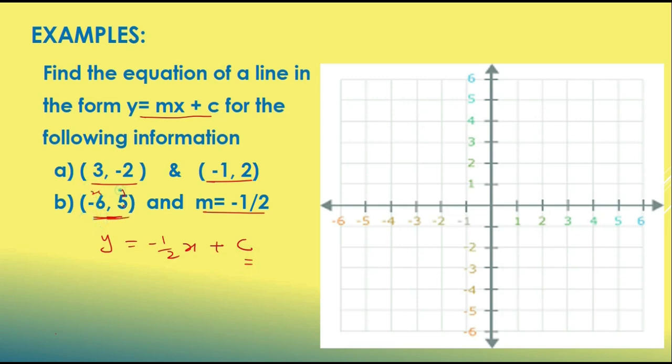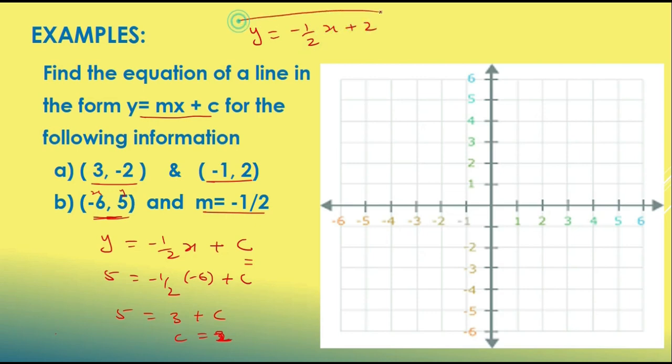This is x and this is y. Y is 5, minus 1 over 2 times minus 6, plus c. And minus 6 is the x value. So 5 is equal to 3 plus c. This will give you c is equal to 5 minus 3, which is 2. C is 2. So the straight line equation will be y is equal to negative half x plus 2, isn't it?